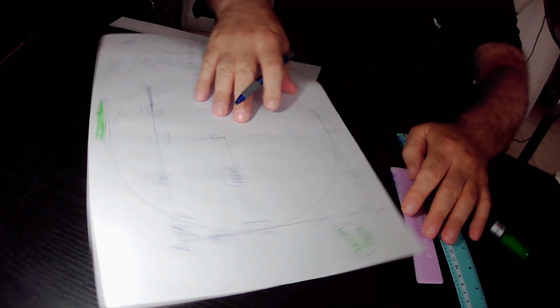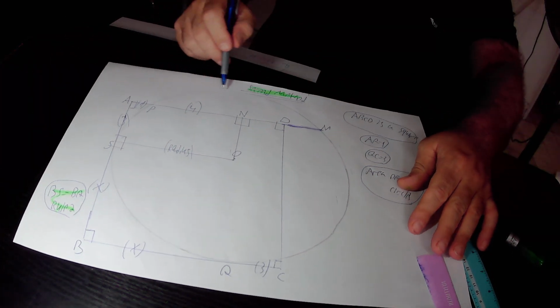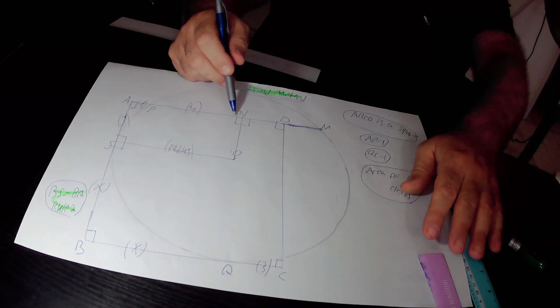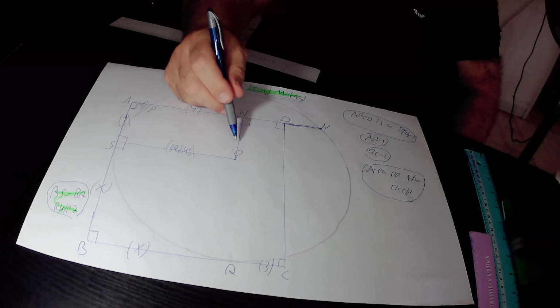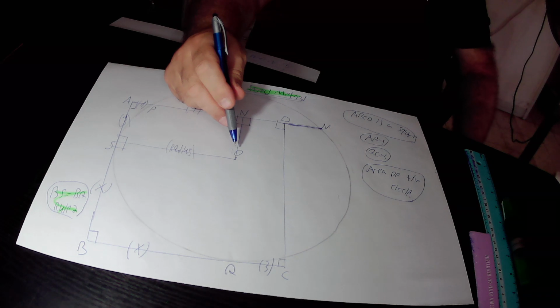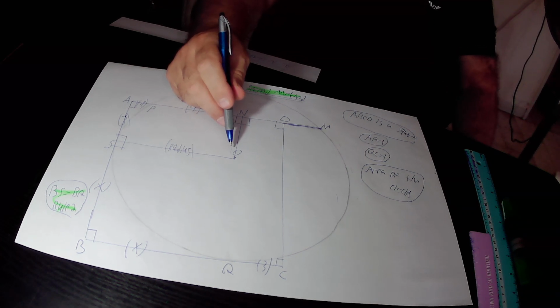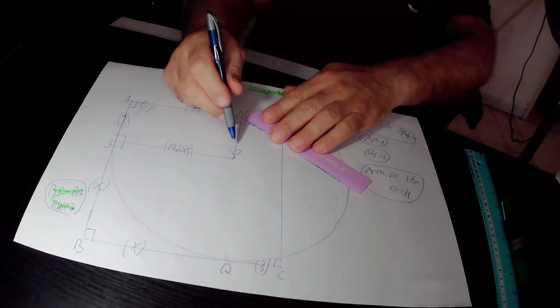So inside quadrilateral ANOS, we have 1, 2, 3 right angles. The sum of 3 right angles is 270 degrees, so 270 degrees plus the size of this fourth missing angle. In total, they must equal 360 degrees according to the rule that the sum of the angles in any quadrilateral is 360 degrees. And therefore, this fourth missing angle must be equal to 90 degrees in size.